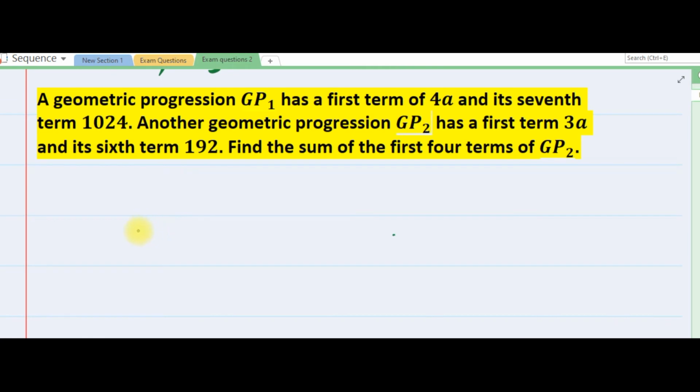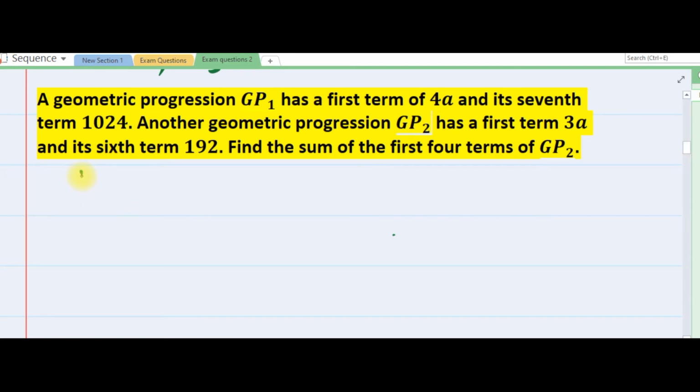The next one, we are given a geometric progression. It has a first term of 4a and seventh term 1024. Another geometric progression GP has first term 3a and sixth term 192. We have to find the sum of the first 4 terms of this.